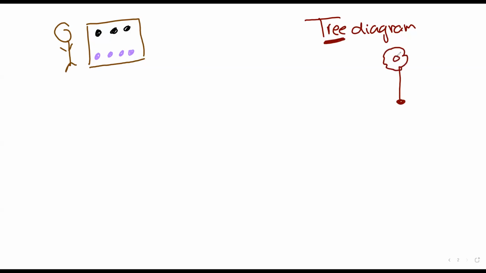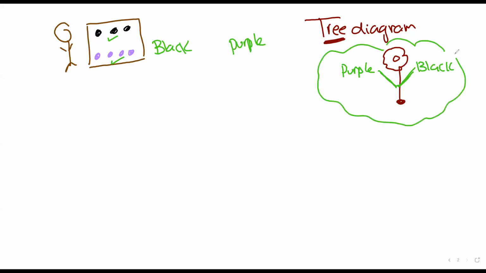Now, the branches of this tree will be equal to the number of colors in the question. Since this question has 2 colors, the black and the purple, my tree will have 2 branches. The first branch will be called black and the second branch will be called purple. This is the tree. What if I have more than 2 colors? Then I will have more branches. If I have 3 colors, I will have 3 branches.